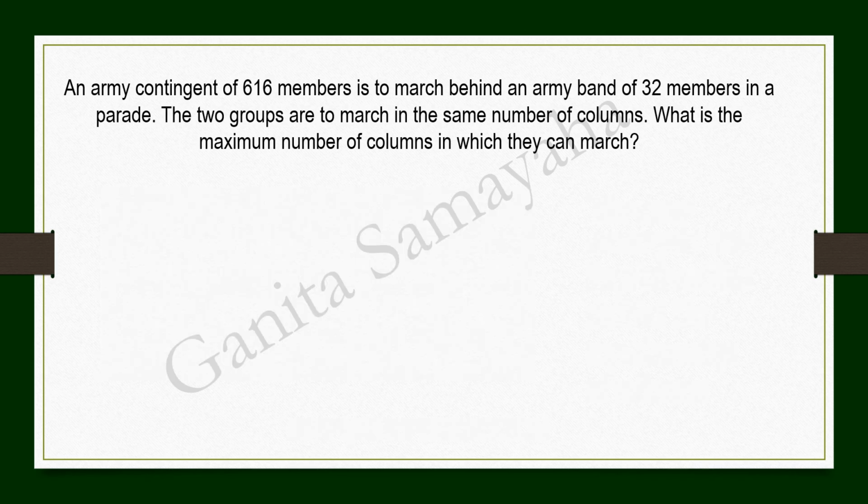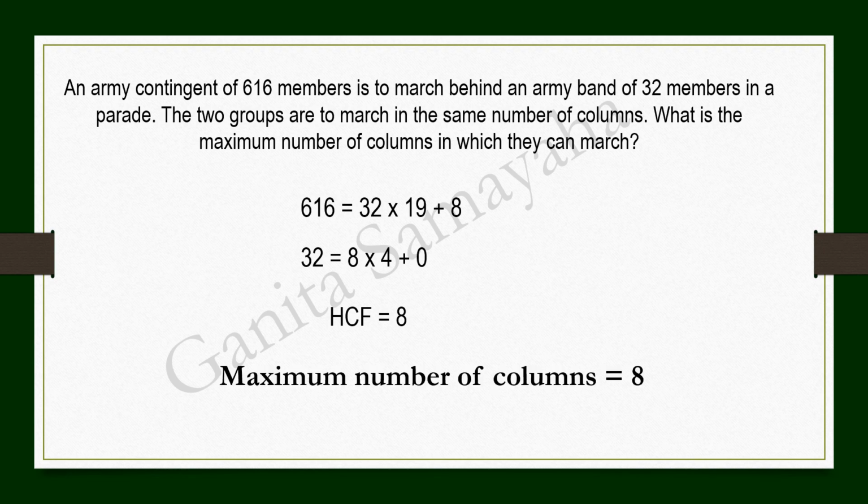So we know how to find the HCF of these two numbers using Euclid's lemma. So we go about it: 616 is equal to 32 into 19 plus 8, 32 equal to 8 into 4 plus 0. So hence the HCF is 8. So they can be made to stand in 8 columns. Okay children, both the band and the army contingent can be made to stand in 8 columns.